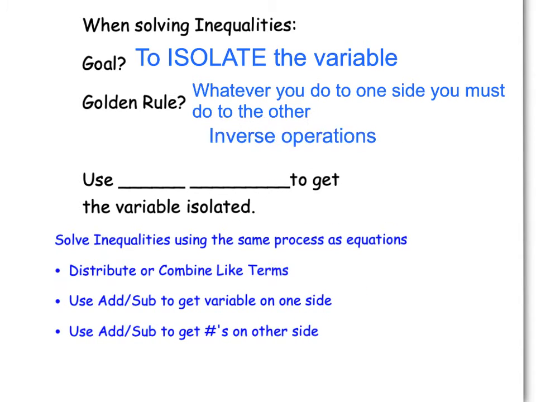And we're still going to use inverse operations to solve our inequalities. So if you need a little recollection to solve inequalities like we would have done with equations, you should distribute or combine like terms first if you have to. And then you use addition and subtraction to get the variable on one side. And then you would continue to use addition and subtraction to get the numbers or the constants on the other side.